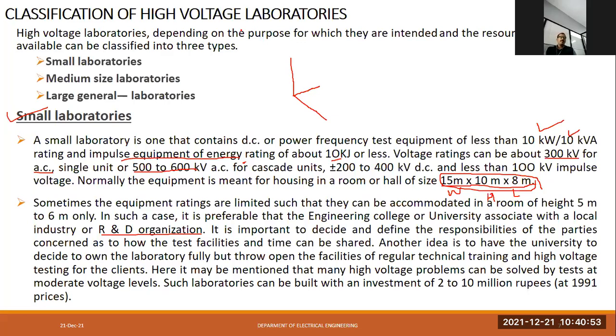There may be high voltage problems which can be solved with the help of these moderate voltage levels, and such laboratories should be built with an amount of 2 to 10 million rupees. This amount is as per 1991. In the current scenario it may be around 10, 15 to 20 million, that much amount is required to invest in or develop the laboratory. Just keep in mind that the amount is not small, it is very high, and with this amount you should develop the laboratory.